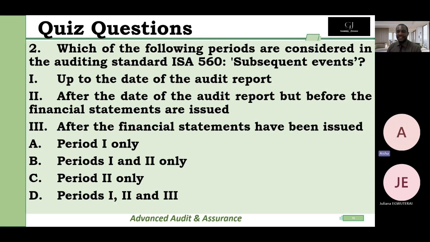J, dear. No. I'll change it to A. Okay, period 1. Audit report, yeah. Okay, I considered that in there. Okay, she's changing from C to A. J is just quiet. She's thinking deeply.